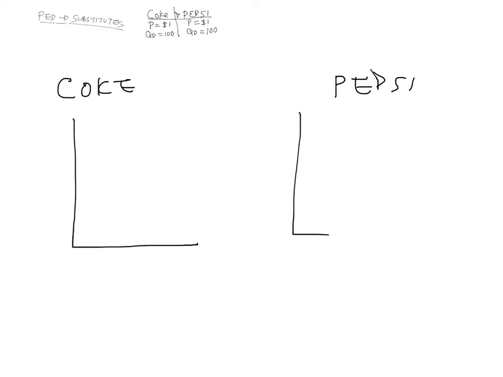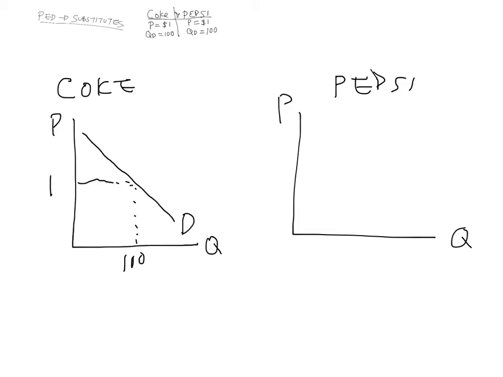Let me draw that as two graphs. We have the graph for Coke and the graph for Pepsi. This system doesn't allow me to draw it very accurately, I'll do my best. So at the moment, $1, 100 units, demand curve. Same over here, demand curve, $1, 100 units. So this is the situation we are in at the moment.